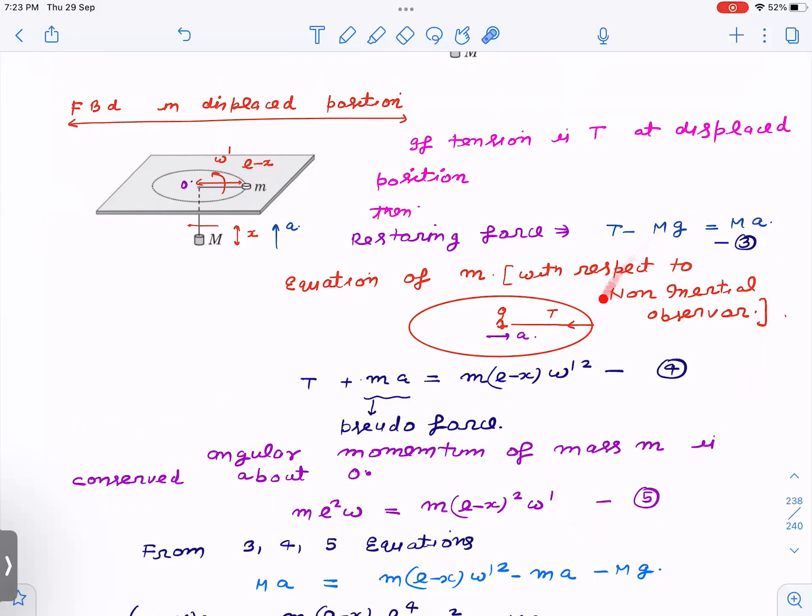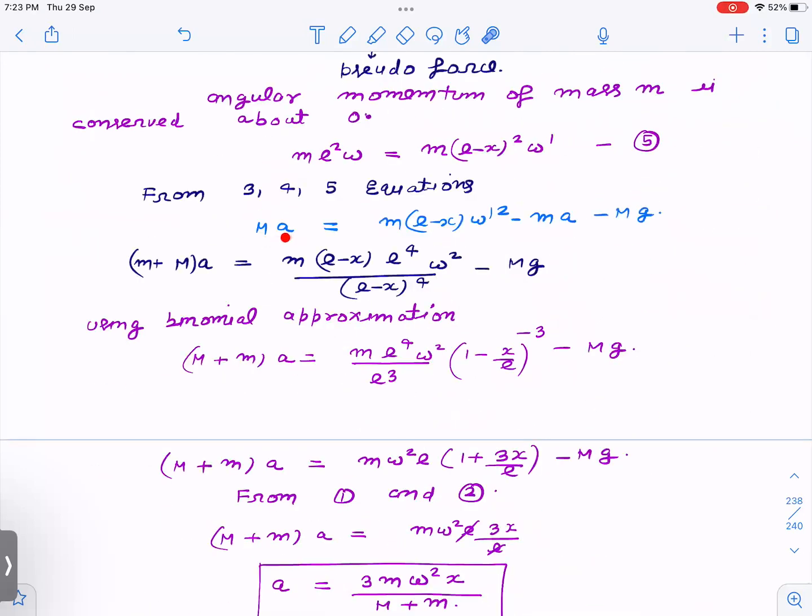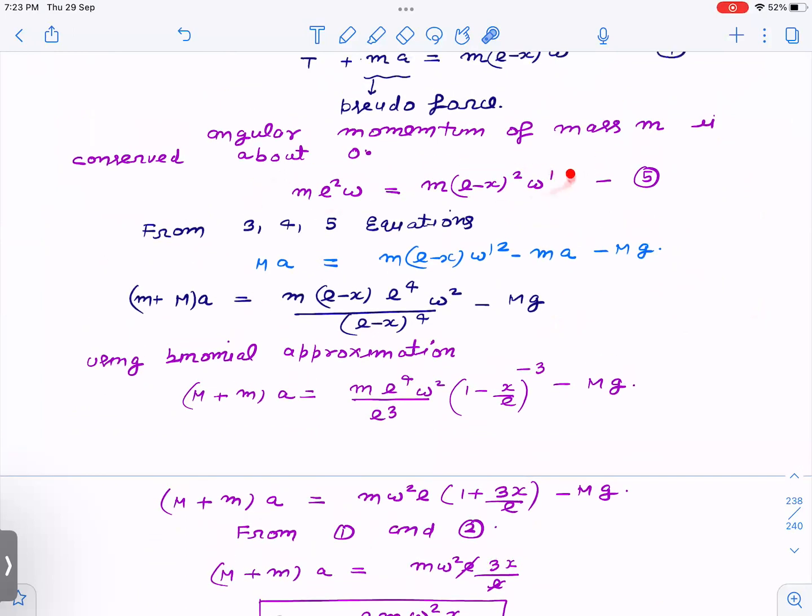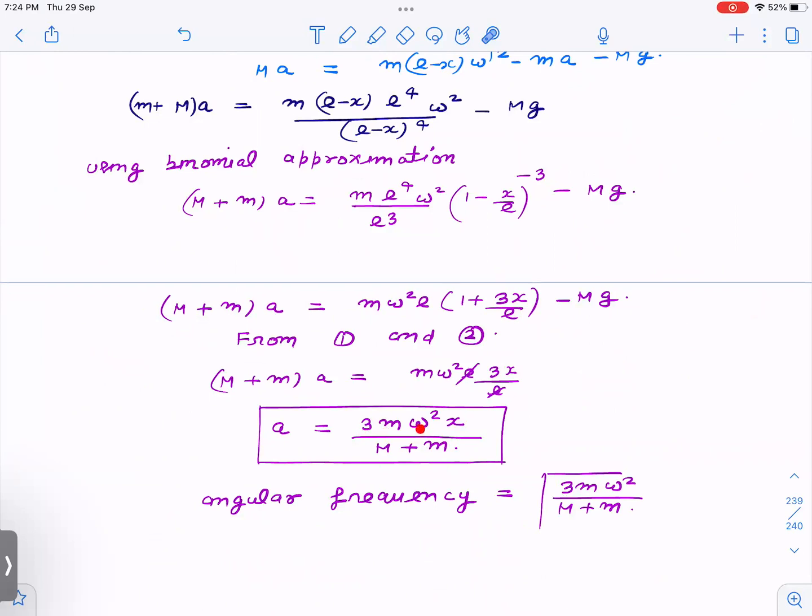Now from these three equations, we take the tension from here and substitute in that equation. So mA is equal to m(L minus x) omega prime square minus mA minus mg. This A I have taken here. And now this omega prime, I'm going to substitute from equation 5. I got this, right? Since it is given that these are small oscillations, I'm using the binomial approximation. When I use the binomial approximation, this term and this term cancel, and I get acceleration as 3m omega square x divided by m plus m. So the acceleration is proportional to x. That means it is SHM. The angular frequency is the root of this coefficient. That's it. That was my analysis.